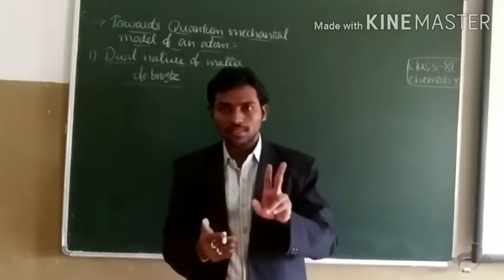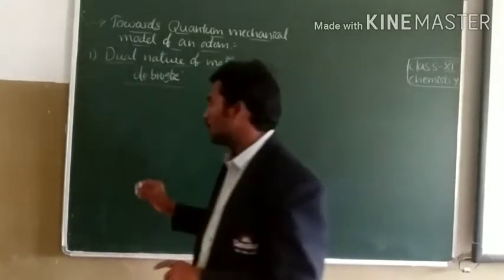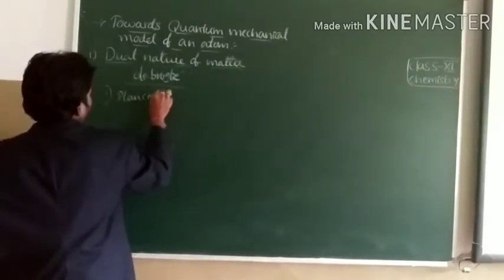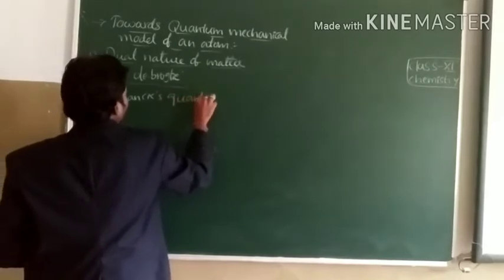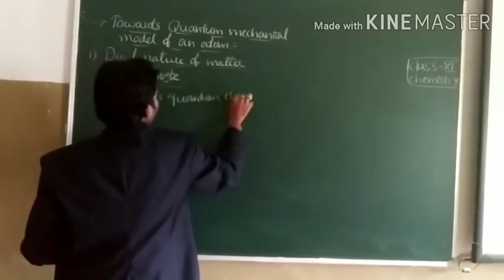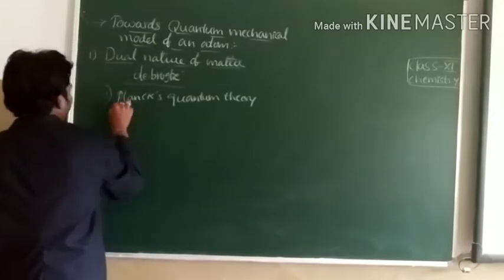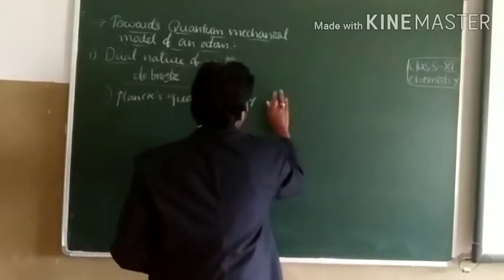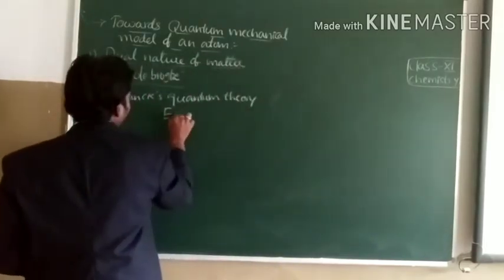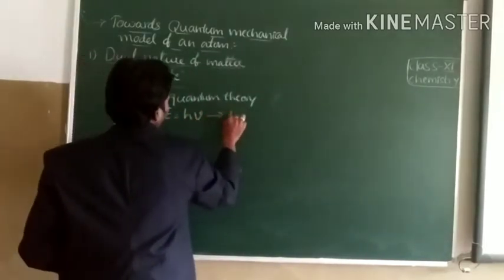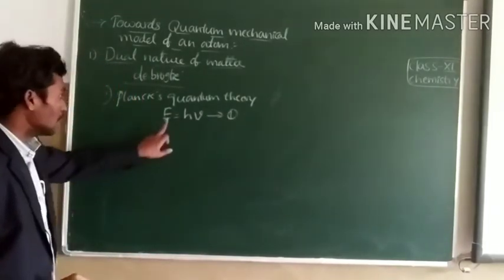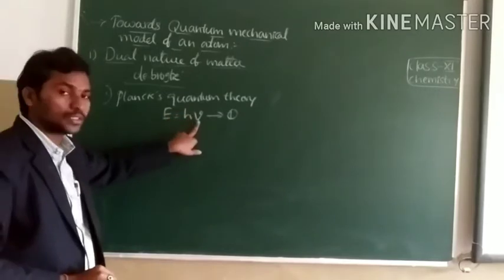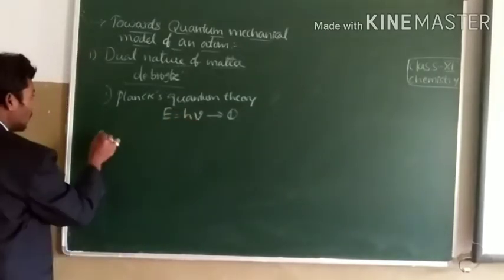For that, he considered two theories. One is Planck's quantum theory, E equals h nu. Let us consider this as equation 1. Here the energy of radiation is directly proportional to the frequency of the emitted radiation, where h is Planck's constant.